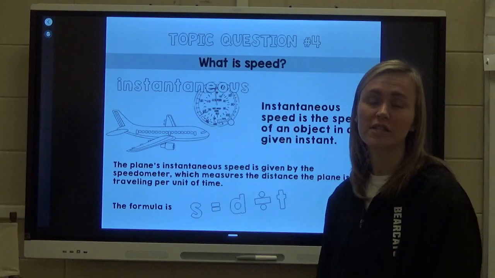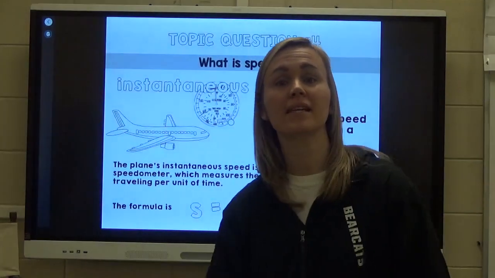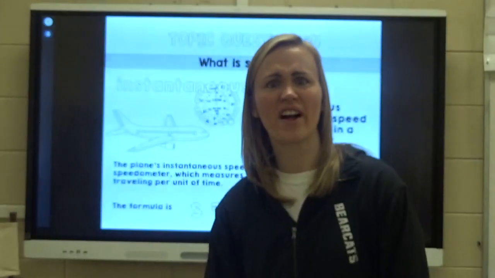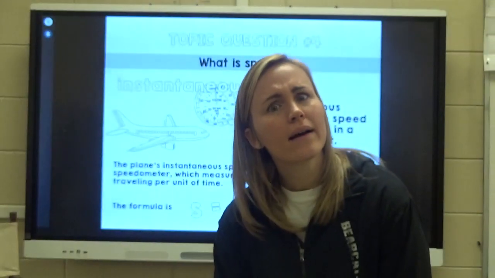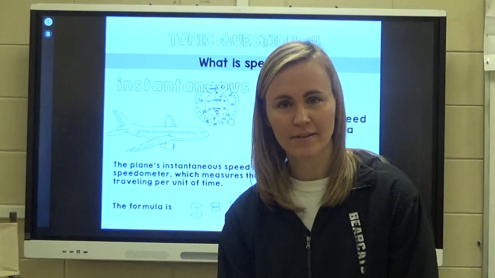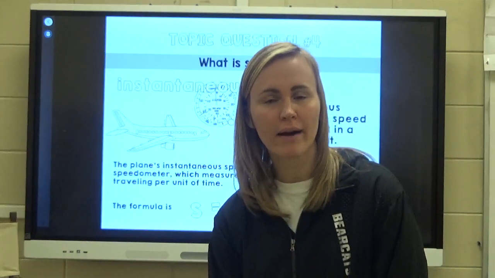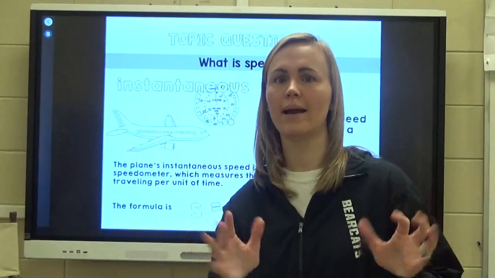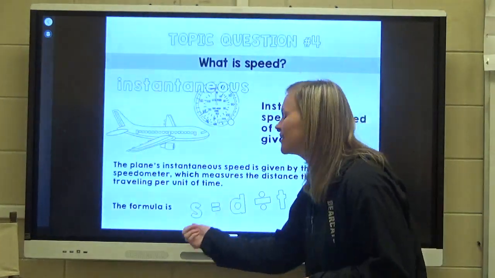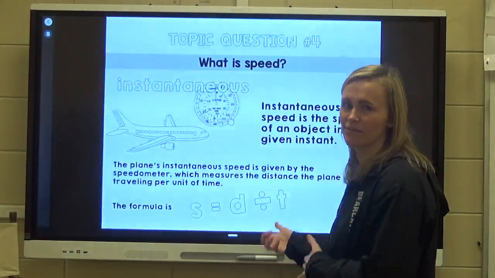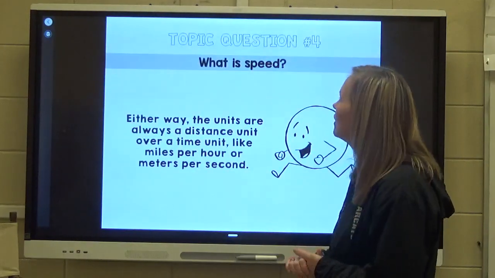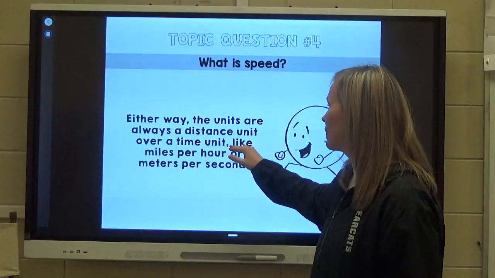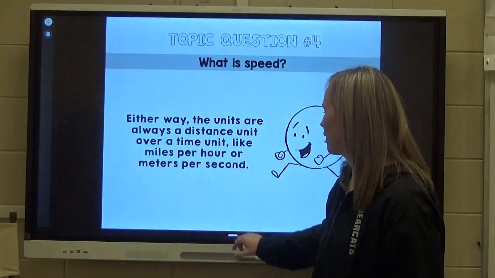If your car says you're going 60 miles per hour, that means in 1 hour you are traveling 60 miles. Some of you are like, oh, what? I know, right? If you're going 30 miles per hour, if you keep driving at that speed for 1 hour, you're going to have gone 30 miles. It's craziness. So, again, same formula. Speed equals distance divided by time. Either way, the units are always a distance unit over a time unit, like miles per hour.